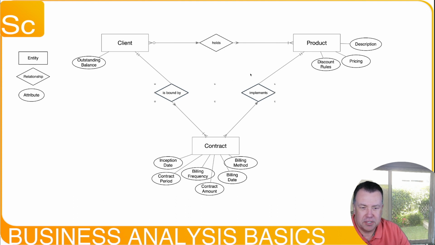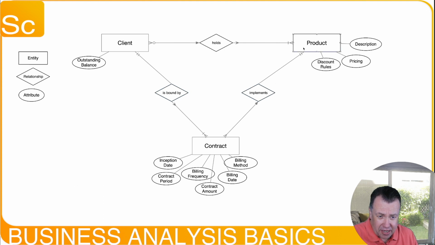And so if you look at this particular example here, there's a little 1. That's not a line, it's a 1. And there's multiple lines indicating many. And here's a little 0, another one indicating many. So what this means is I can have a product. If I have a product, that can be linked to 0 or more clients. If I have a client, that can be linked to 1 or more products.